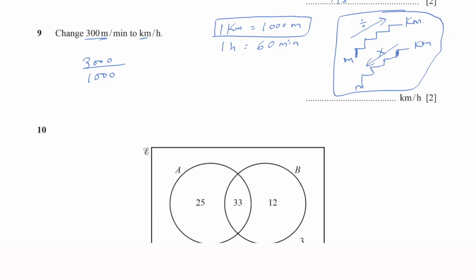So if I want to convert meter to kilometer, meter is the smaller unit and kilometer is the bigger unit. If I want to convert meter to the bigger unit, kilometer, you have to divide. Divide by what? Actually 1 kilometer has 1000 meters, so we have to divide by 1000. I hope you understand why we have to divide.